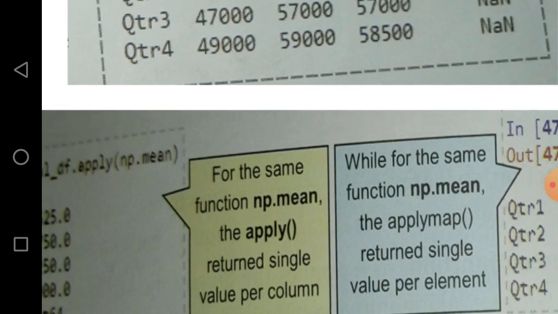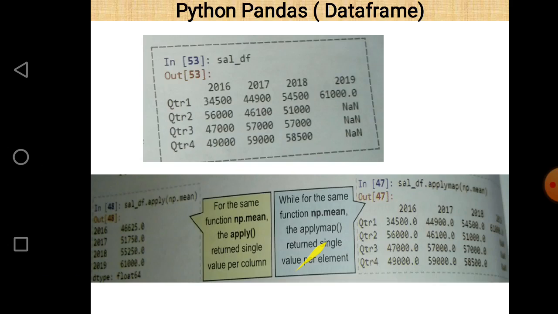Why is this implemented so? Because axis is 0 by default, as I told you earlier, and for the applymap function there is a mean of each and every element. When we take the mean of a single value, it doesn't make any sense; it gives the same output as the input, because the mean of a single value is that value itself. That's why after applymap we get the same result as the original data frame, sal_df.